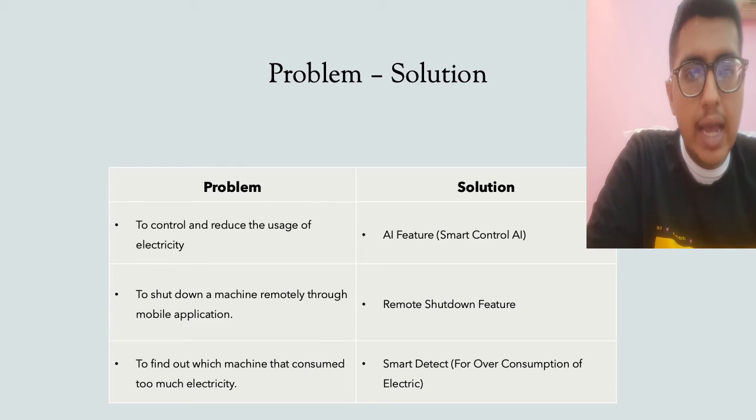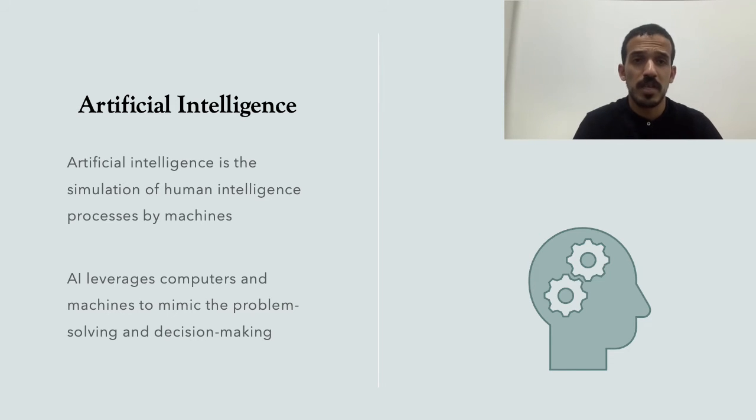There is also an AI feature that can be used to turn off the device remotely through a mobile application. Artificial intelligence basically is the simulation of human intelligence processed by machines, especially computer systems. AI leverages computers and machines to mimic the problem solving and decision making capabilities of the human mind.